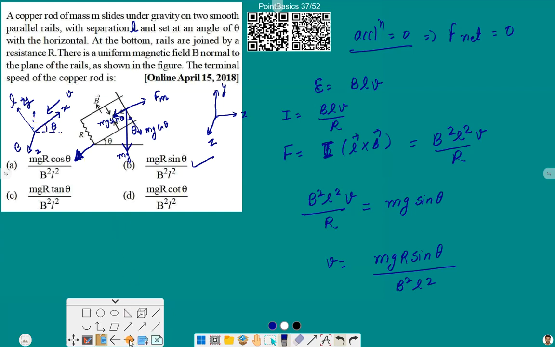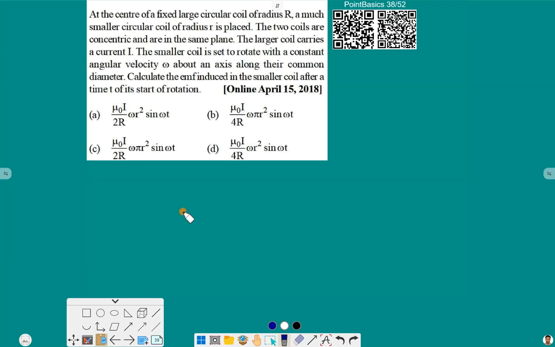Now moving to the next one. At the center of a fixed large circular coil of radius R, a much smaller coil of radius small r is placed. The two coils are concentric and in the same plane. The larger coil carries current I, and the smaller coil is set to rotate with constant angular velocity omega about its axis along their common diameter. Calculate the EMF induced in the smaller coil after time t of its start of rotation.